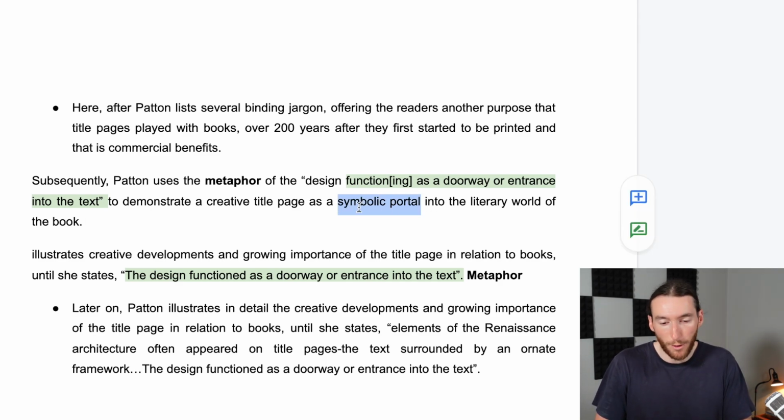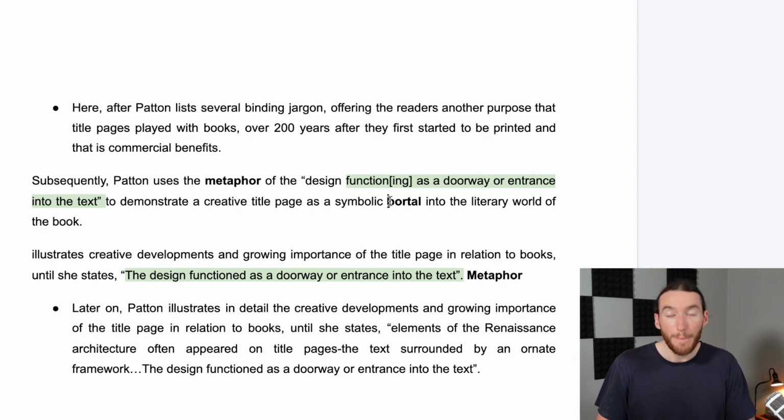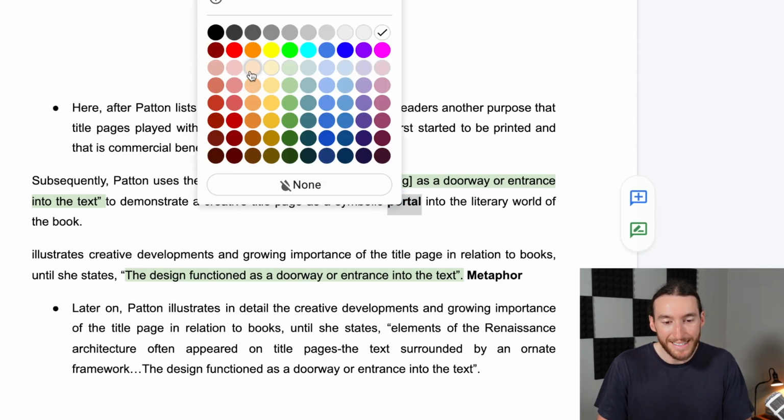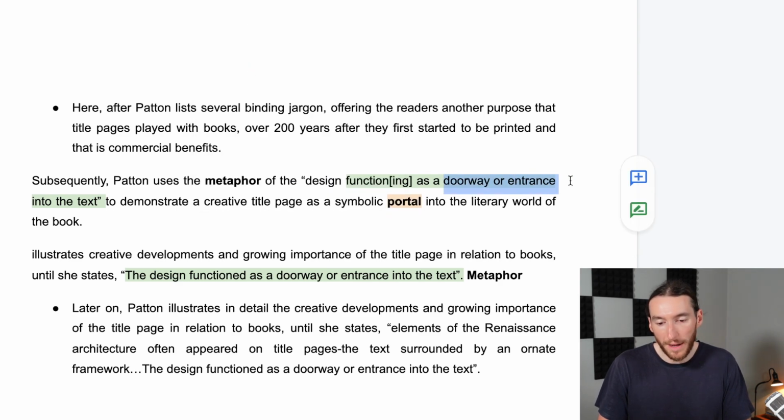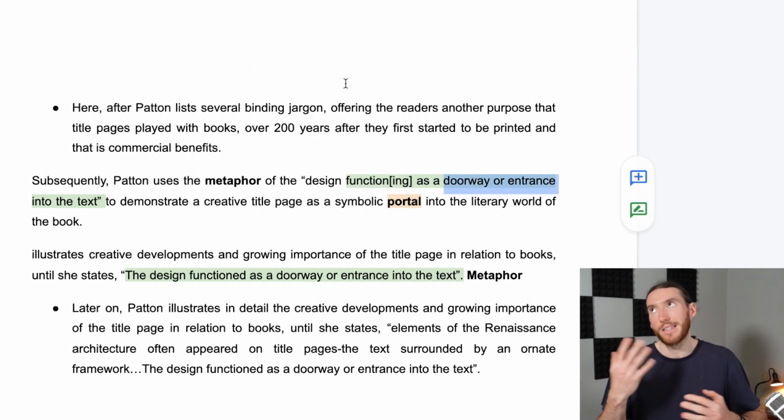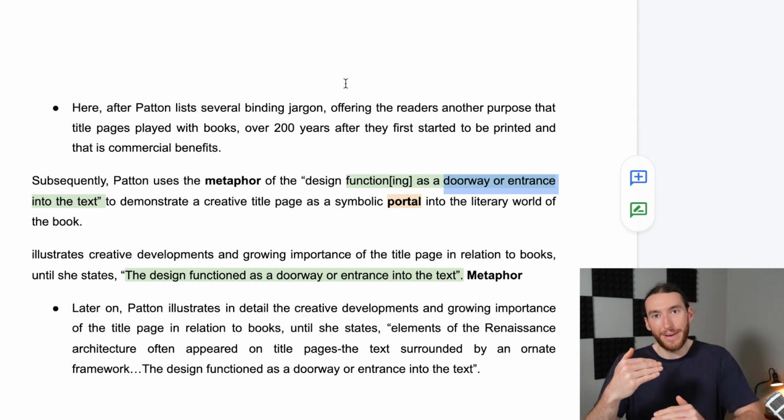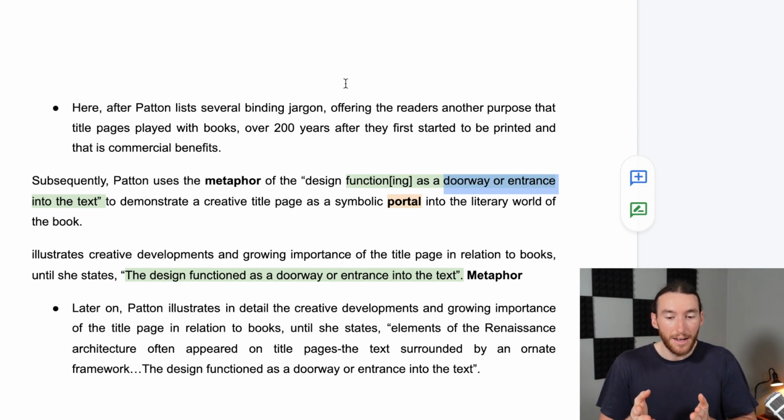Because it's the metaphor. I probably wouldn't even need to say symbolic there, right? But the portal word is so important. That's where you get the mark, because that clearly relates directly to the quote that I'm talking about. A doorway or entrance. What's another word? Portal. Okay, I'm going to incorporate that into my effect. And then I'm going to say literary world of the book because it said into the text.